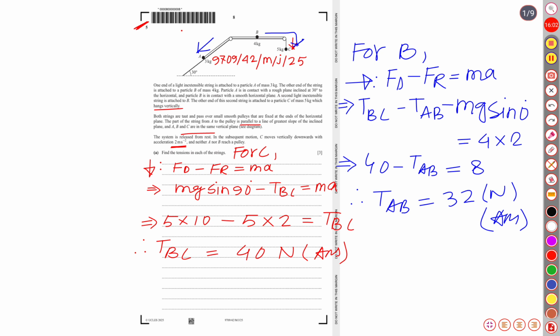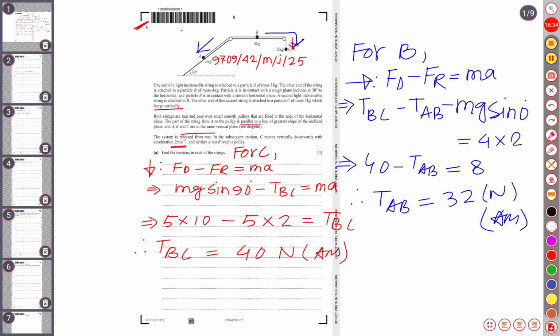Here the twist is, don't consider that BC plus AB should be written for the movement of C. All the forces are simultaneously acting on the string BC. That's why the tension BC is the sum of all the negative forces or resistance forces for C. So let's talk about the next question.